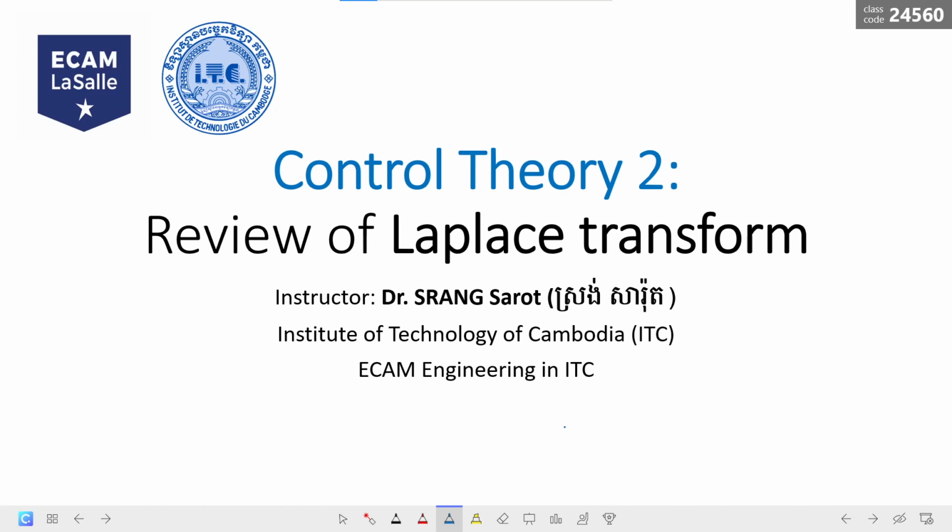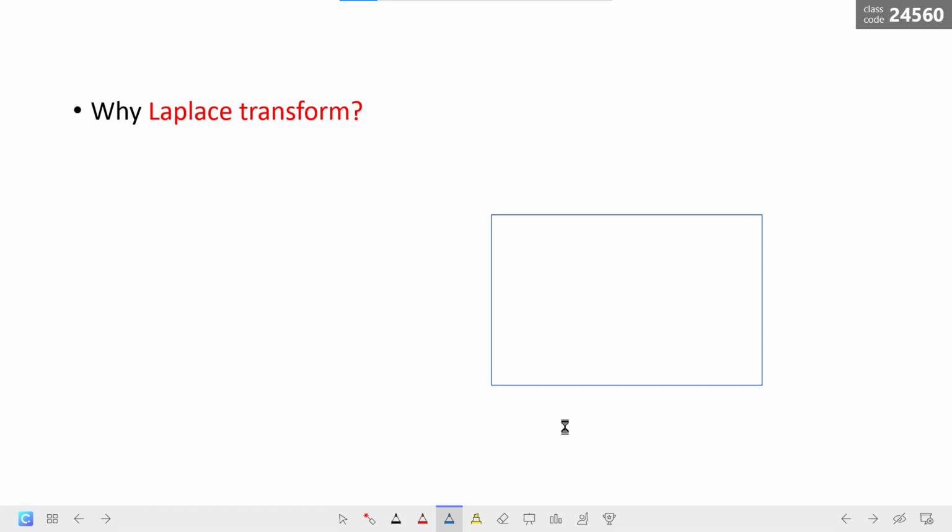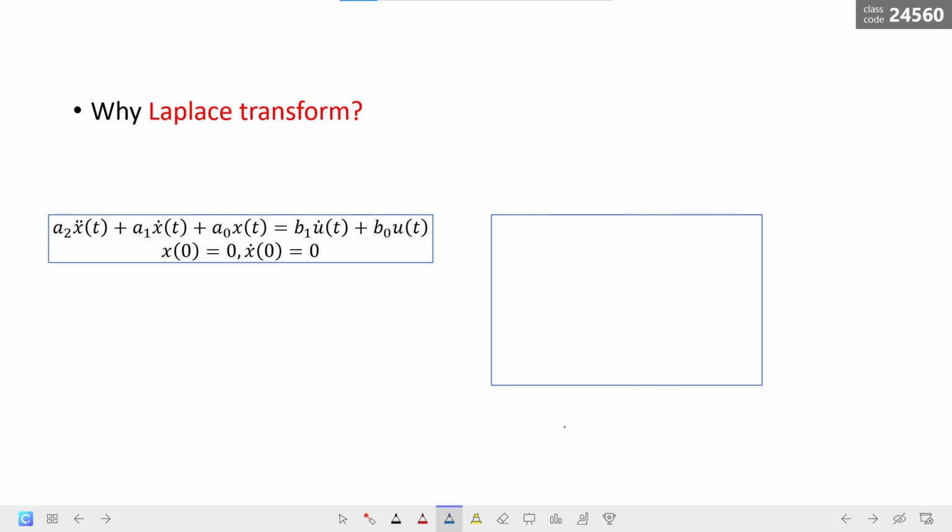Okay, so I will start this lecture with a review of the Laplace transform. First, the question is raised: why the Laplace transform? One thing that we know is that the Laplace transform is useful for solving differential equations, from ordinary differential equations. I need to emphasize that the differential equation must be linear, and it is ordinary. Ordinary means no partial differential equation.